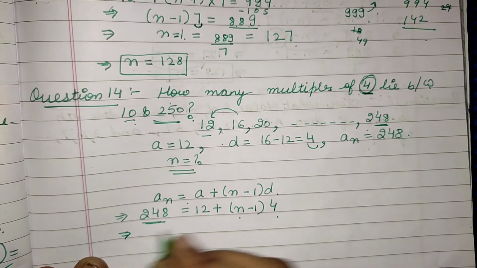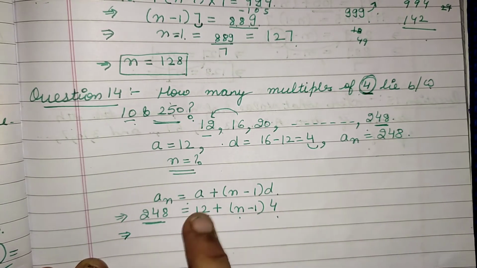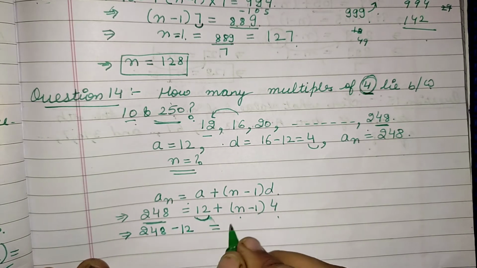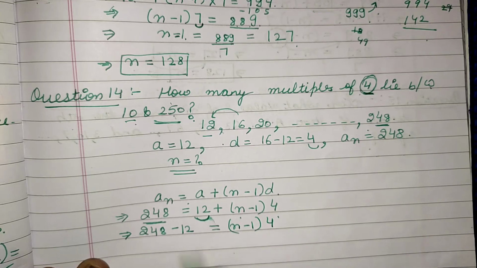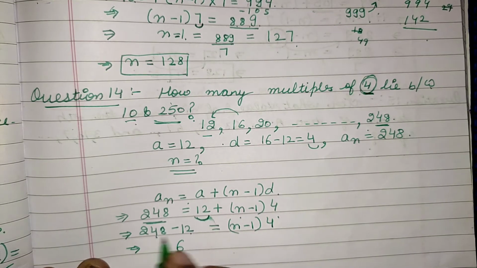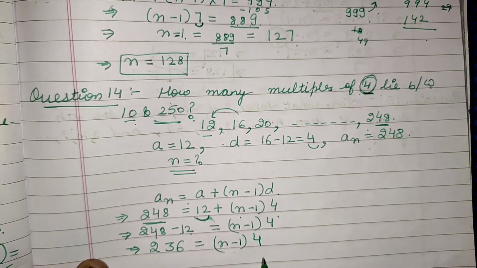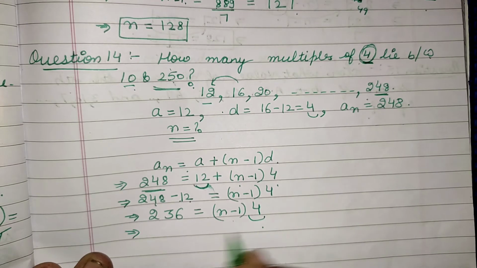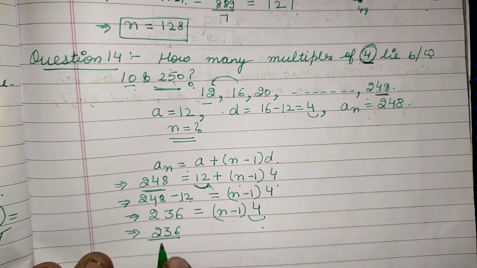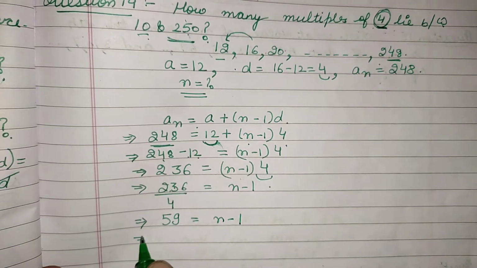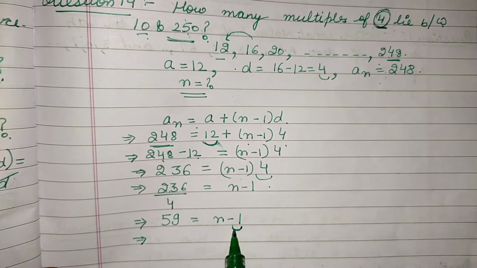So 12 is being added here, when it goes to the left hand side, it will be subtracted. 248 minus 12 is equal to n minus 1 into 4. So my answer will be 236 is equal to n minus 1 into 4. This 4 is being multiplied here, so it will come to the left hand side and be divided. So your answer will be, 4 5s are 20, carry 3, 4 9s are 36, which is equal to n minus 1. So this minus 1 is being subtracted here.